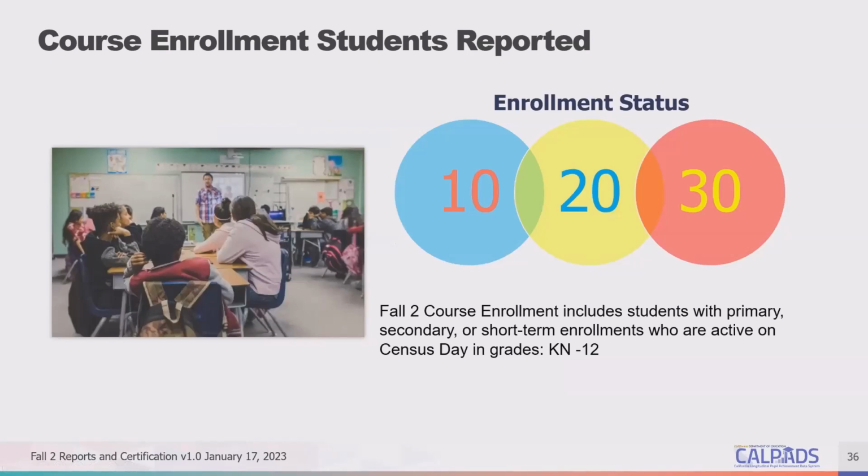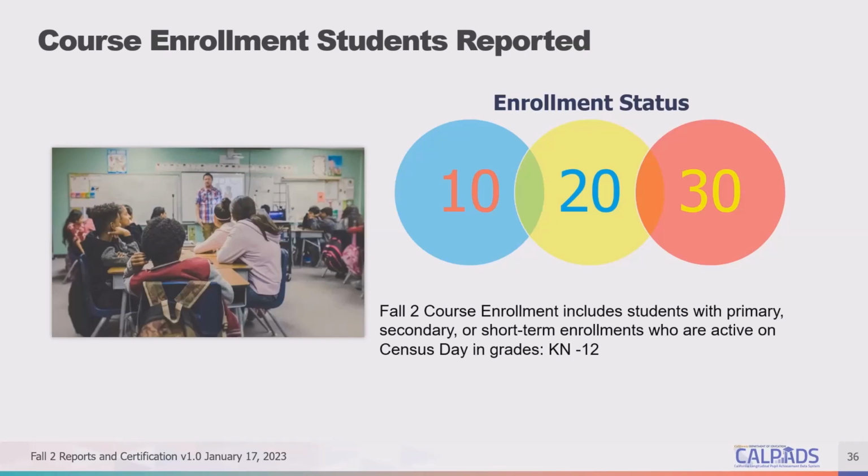The students that must be enrolled in course sections, those that you're submitting SCSE records for, are primarily enrolled students and possibly short-term enrolled students, enrollment status 10 and 30, depending on their enrollment status on census day. Now, in the middle, we have enrollment status 20. This will trigger a warning. So it's not strictly required, but of course, the only way to tell the CDE what curriculum a student is taking is to show the course enrollment for Fall 2.